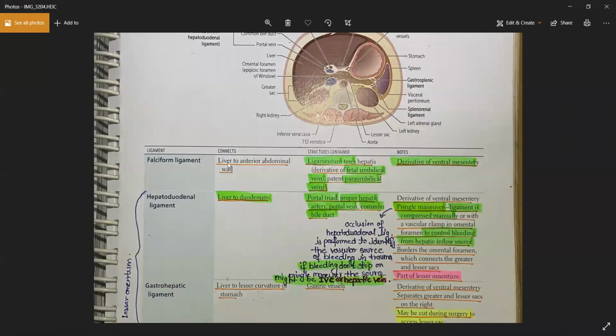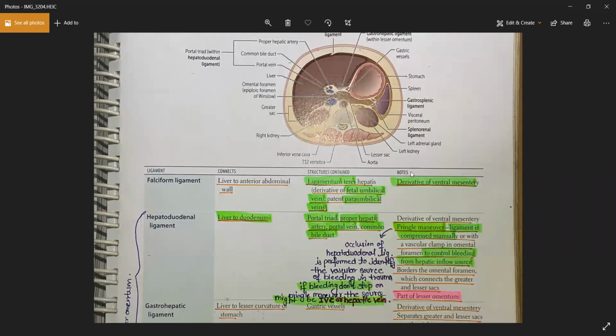So it connects the liver to the anterior abdominal wall. The structures are the ligamentum teres hepatis, which is derived from the fetal umbilical veins and the patent para-umbilical veins also. They are derivatives of the ventral mesentery. You have two types of mesenteries, the ventral mesentery and the dorsal mesentery. So you need to remember which ligaments are derived from the ventral mesentery and which from the dorsal mesentery. So this is about the falciform ligament.